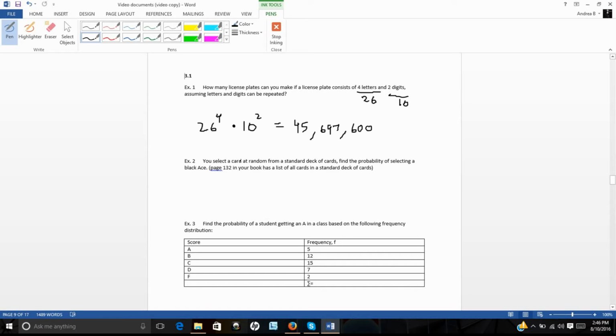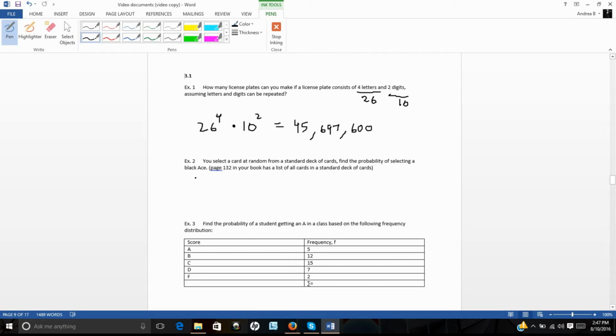For the next one here, it says that you select a card at random from a standard deck of cards, and you want to find the probability of selecting a black ace. And keep in mind, if you're not very familiar with the deck of cards, in your book on page 132, it does give you a list of what all the cards are, what the colors are, what the suits are, and all of that information. So if you don't already know that, that'd be a good place to reference that, in case it's on a quiz or test.